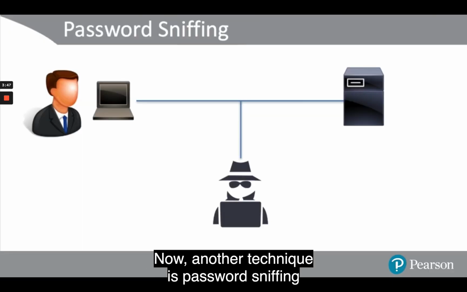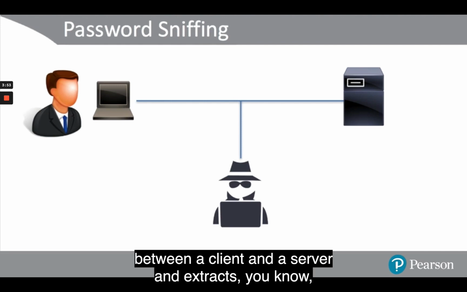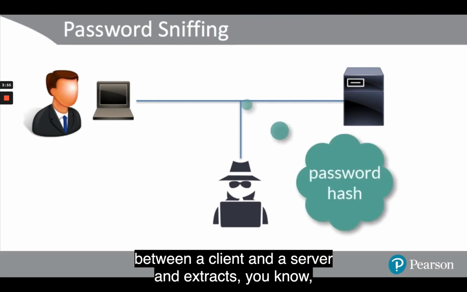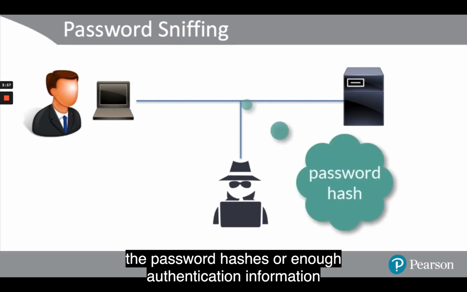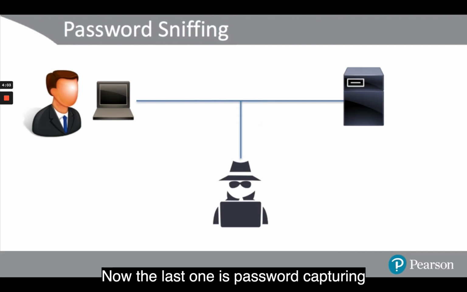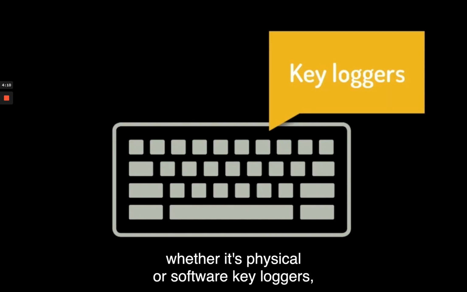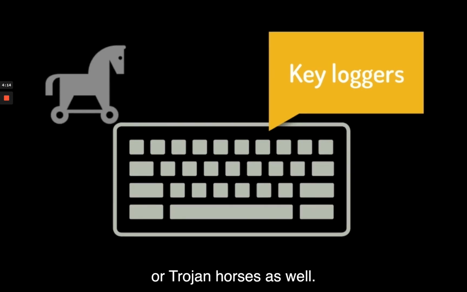Now, another technique is password sniffing, and the threat actor just sniffs authentication packets between a client and a server and extracts the password hashes or enough authentication information to begin the cracking process. Now, the last one is password capturing, and this typically is done using keyloggers, whether physical or software keyloggers, or Trojan horses as well.